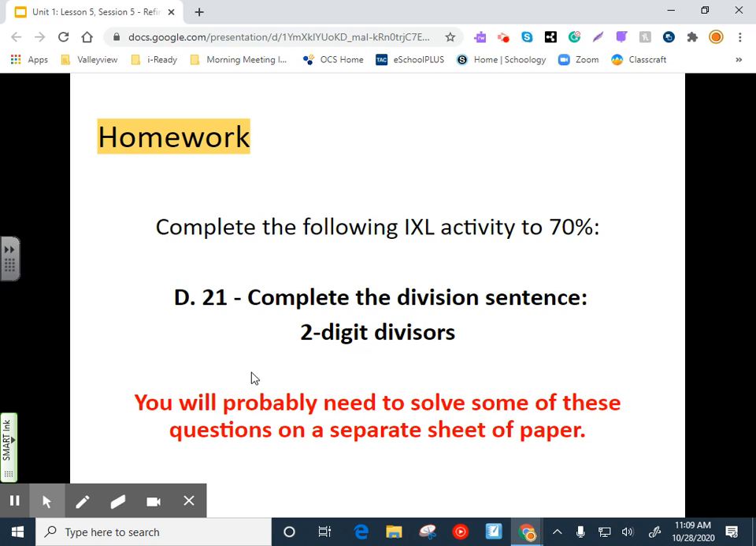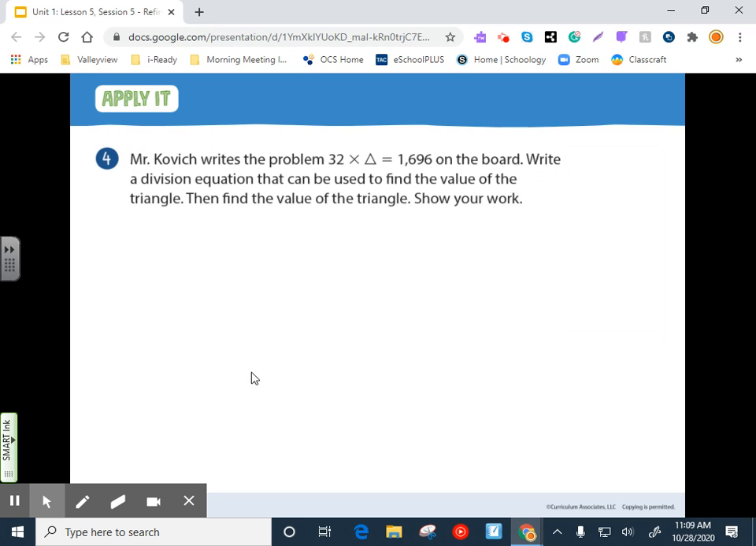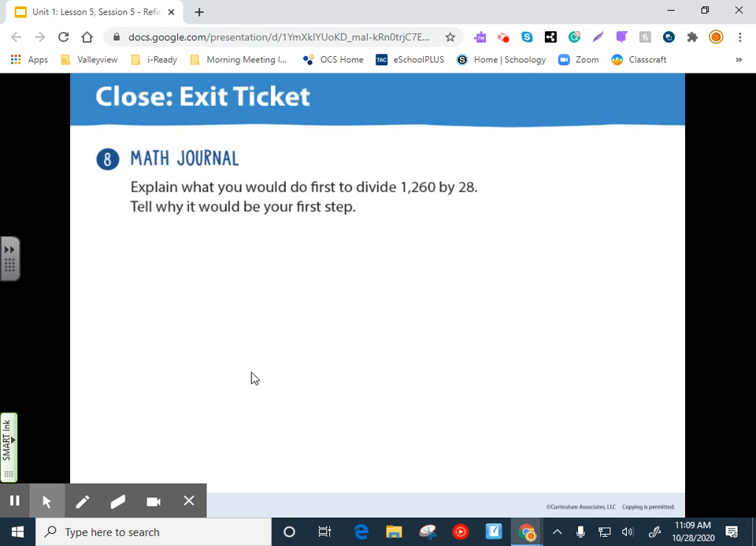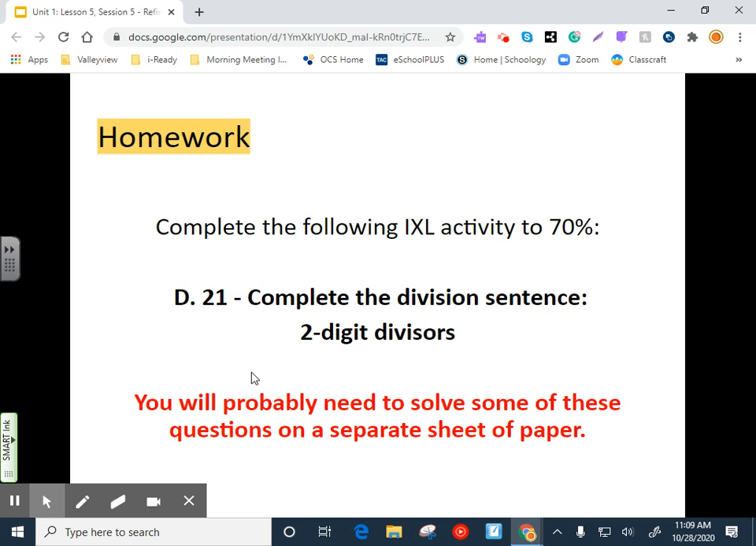All right, so skip 8. Your homework is D21, complete the division sentence. The questions in this IXL activity are going to be just like the one with Mr. Kovich and his magical triangle, where you're going to have to use different techniques to find that missing digit. So once you get it, you'll be able to handle it. None of those questions have any remainders, so it's pretty easy to do that way. But do get a hold of me if you have any questions.